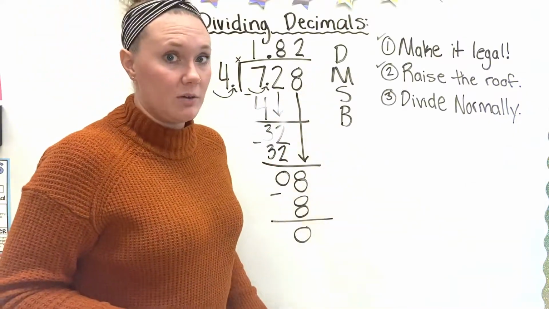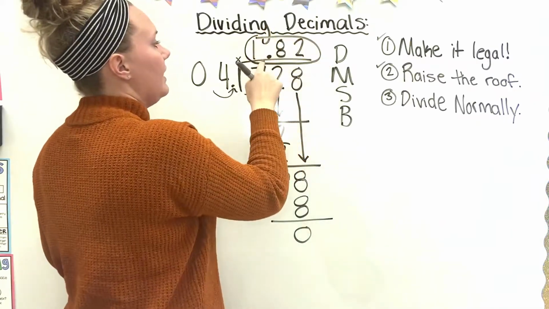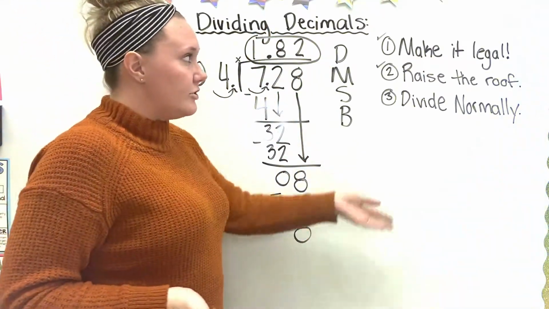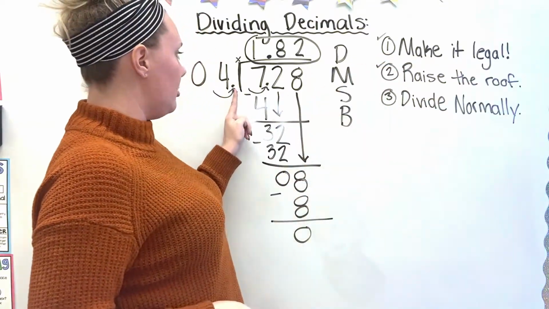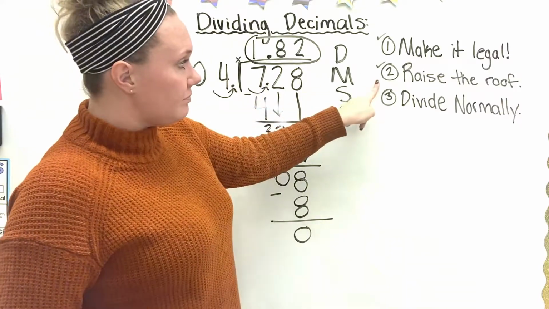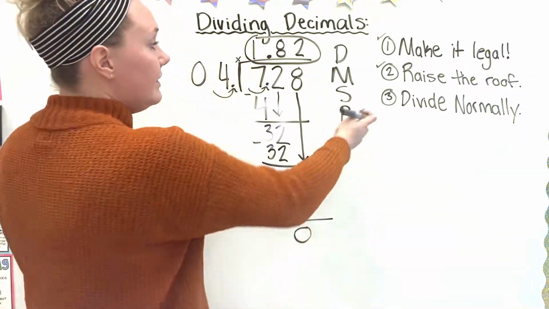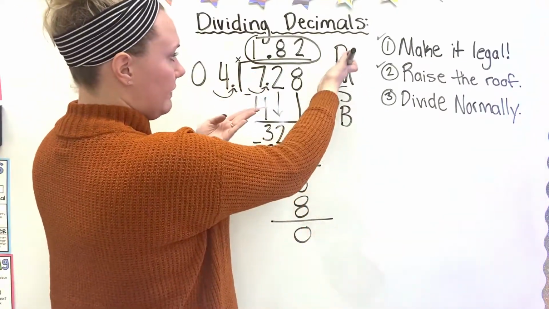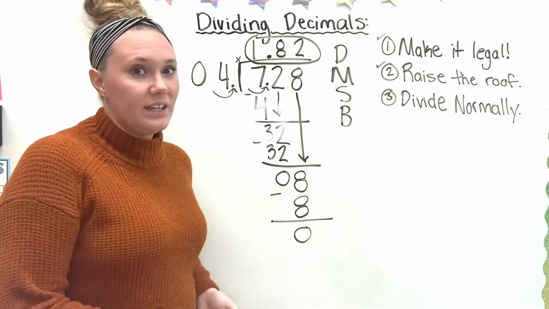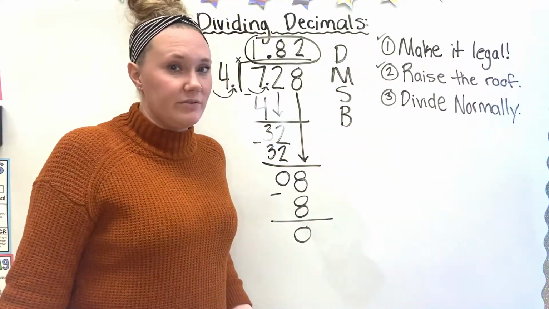So that means my quotient, my answer, is 1 and 82 hundredths. And that's it. It's just that easy. So I made it legal by moving it as far back as I could. I made it match on the inside. I raised my decimal to the roof, and it just sits there and waits. And then I just divide normally using my divide, multiply, subtract, bring down method. Simple as that. The only thing different is you have to make it legal and raise the roof. And that's literally the only difference.